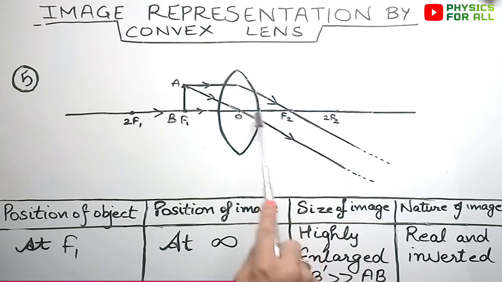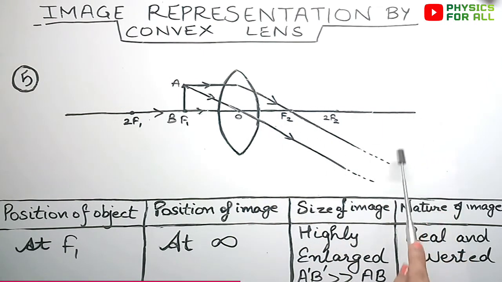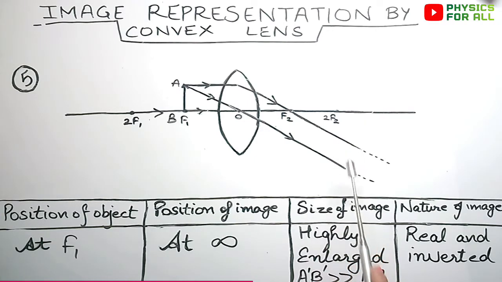Since both the rays are just going below the principal axis, even if they would meet, they would definitely meet below the principal axis. So the image is going to be inverted, and whenever image forms to the right side of the lens, it is a real image. So inverted images are also real, so the category always remains the same, real and inverted.